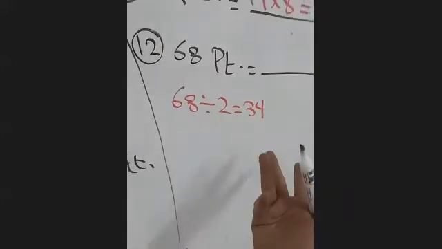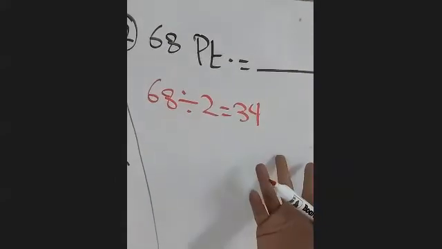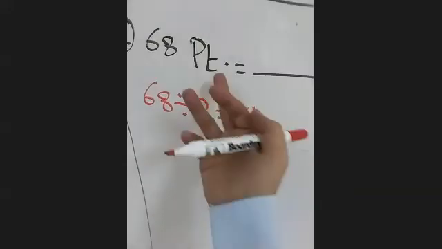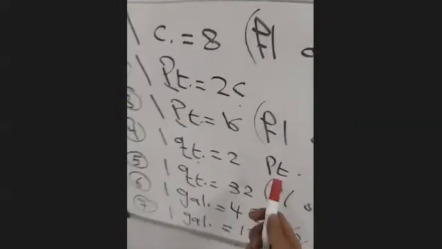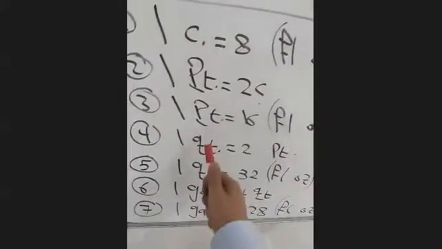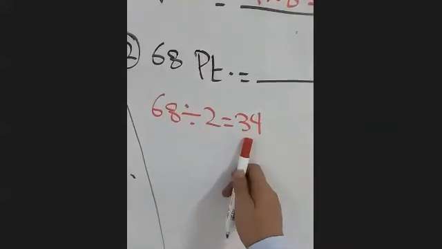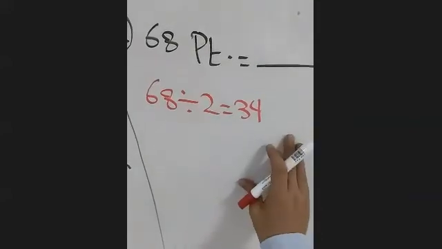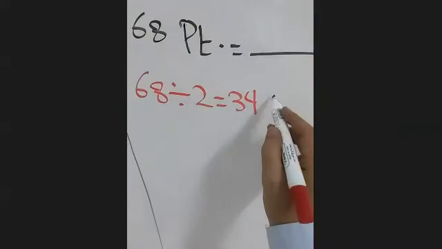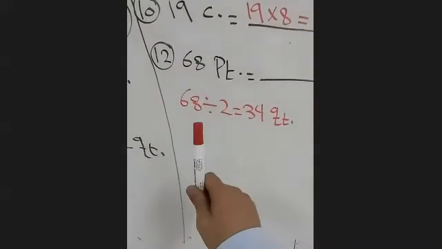34 what? 34 pint. We turn it from pint to where? To quart, by dividing by 2. I divided it by 2. So the answer is what now? 34 quart. QT, right? What I did here, I turned the pint to quart.